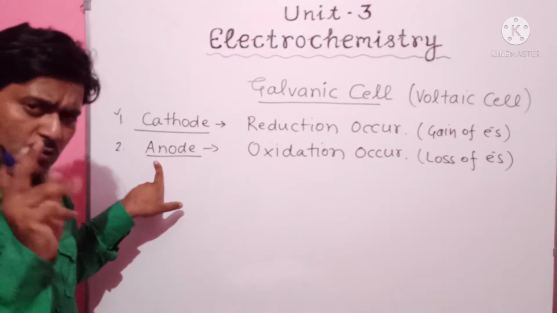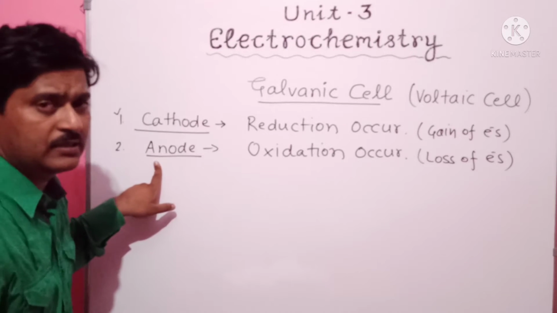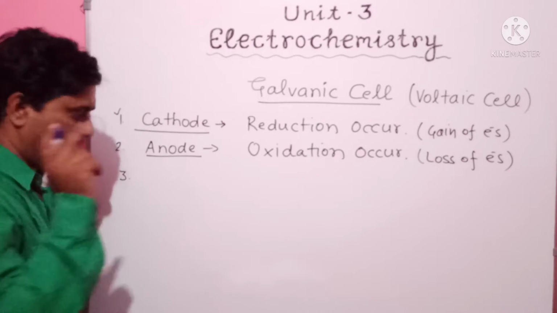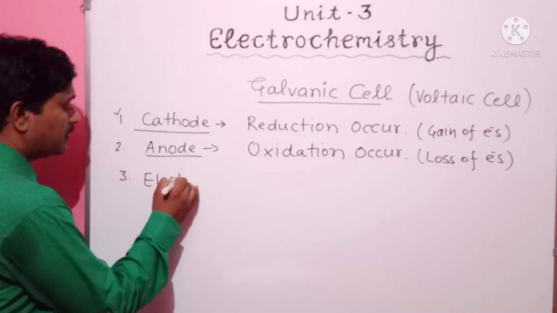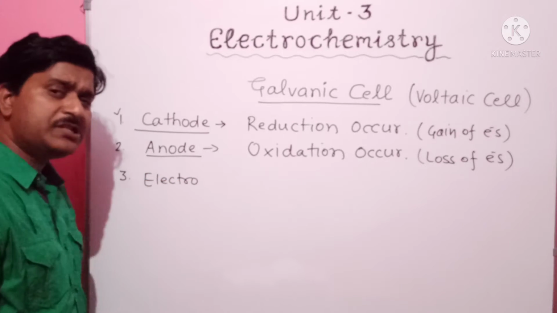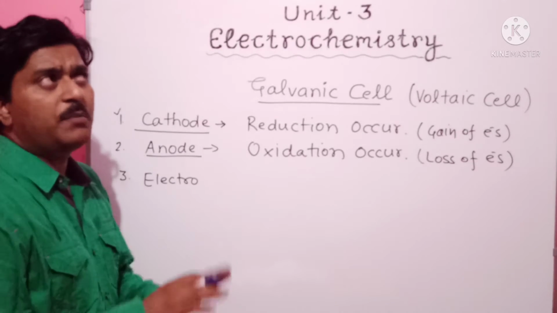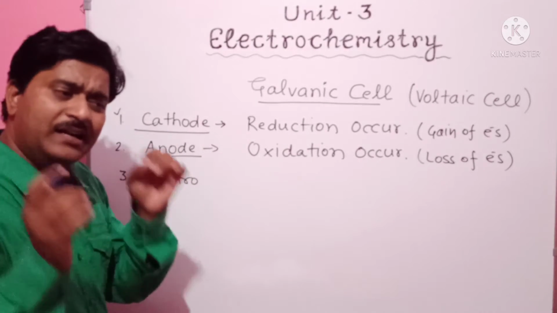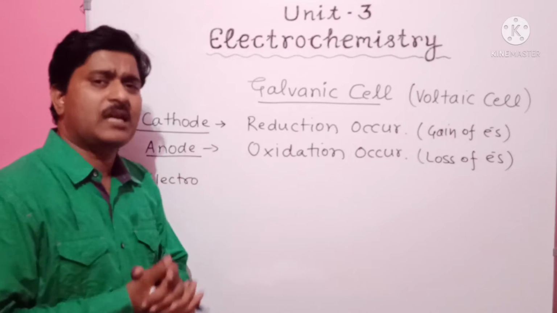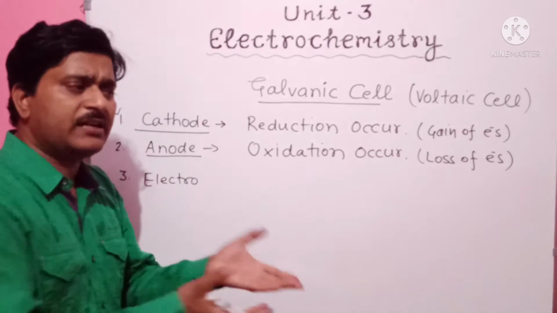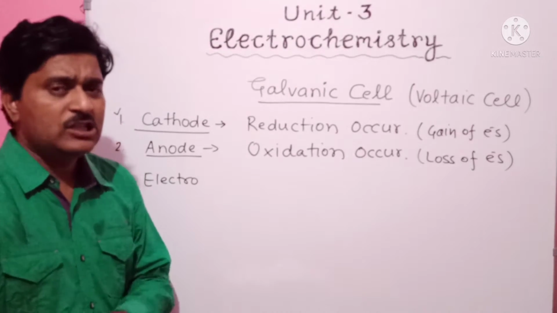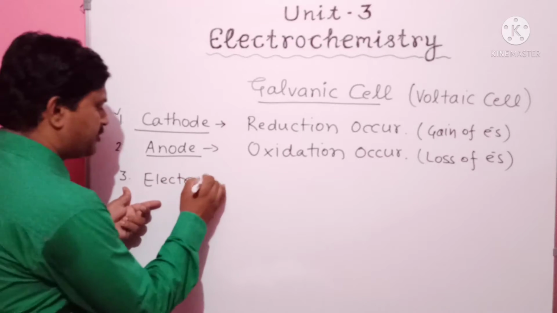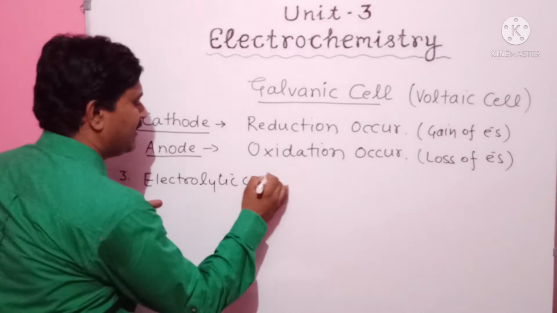Okay. Now two more terms are also important. Number 3, the electrolytic cell. Many students always have doubts about the electrolytic cell and the galvanic cell. They can't differentiate between them even after completing the chapter. So you have to keep in mind these two definitions. Electrolytic cell.